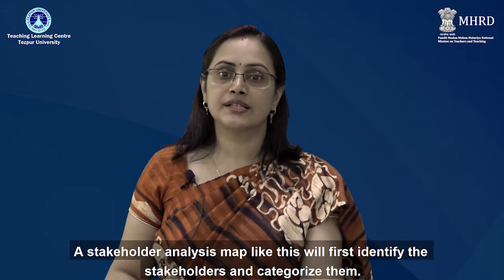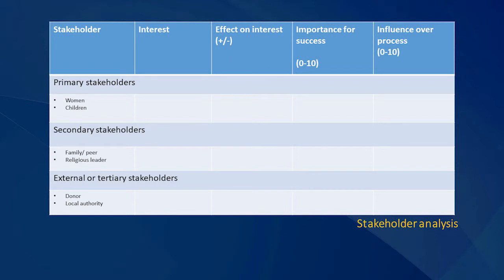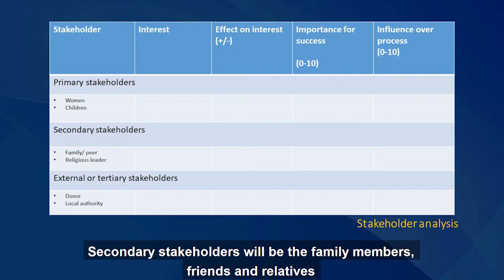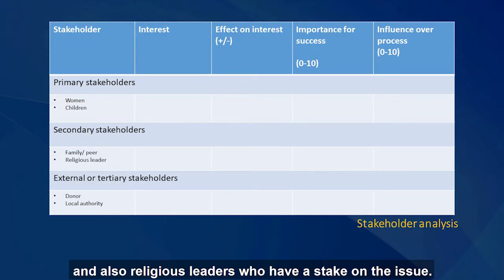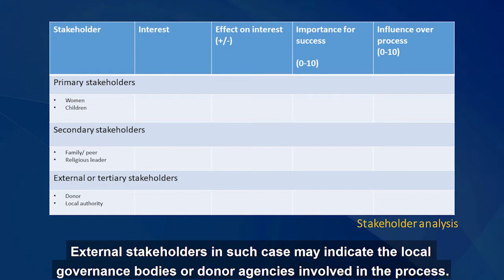A stakeholder analysis map like this will first identify the stakeholders and categorize them. If we have to take a random example, primary stakeholders may mean women and children. Secondary stakeholders will be the family members, friends, and relatives, and also religious leaders who have a stake on the issue. External stakeholders in such case may indicate the local governance bodies or donor agencies involved in the process.